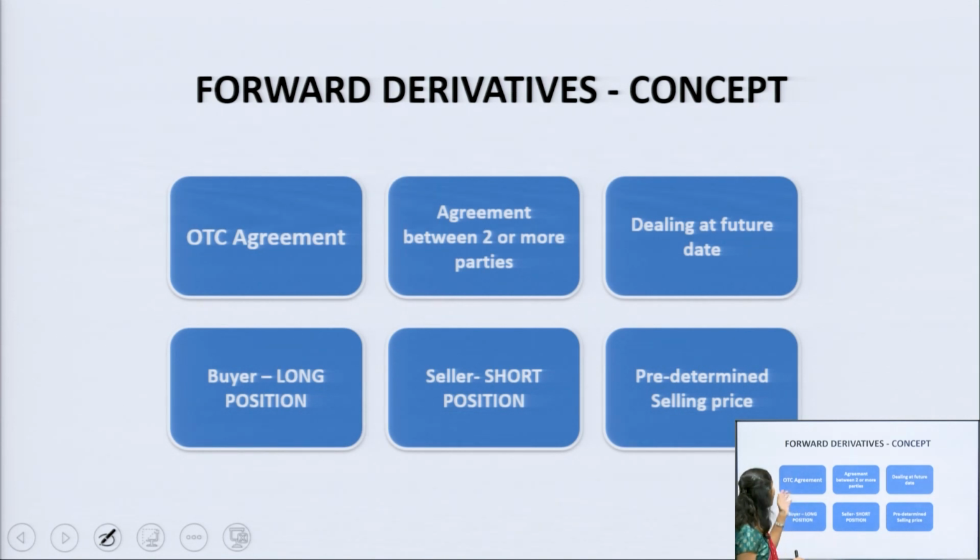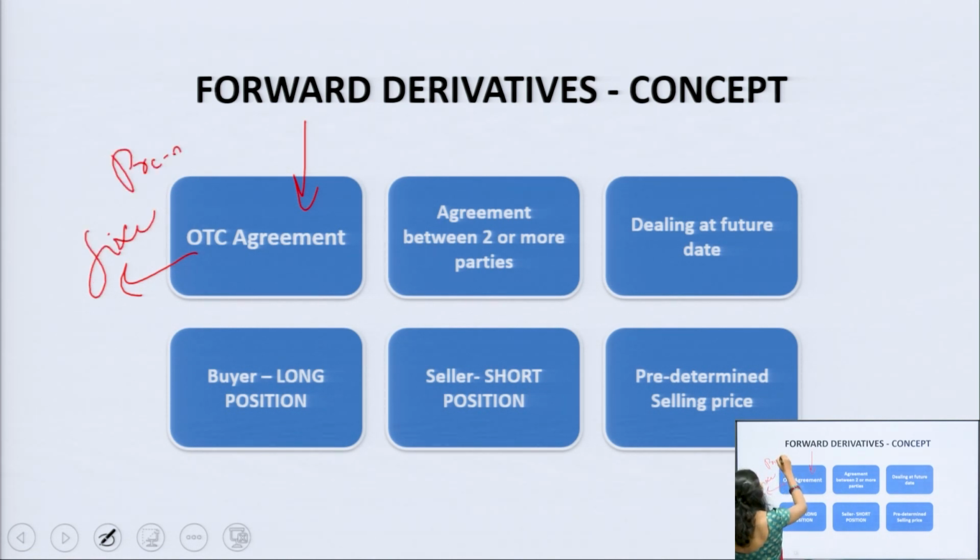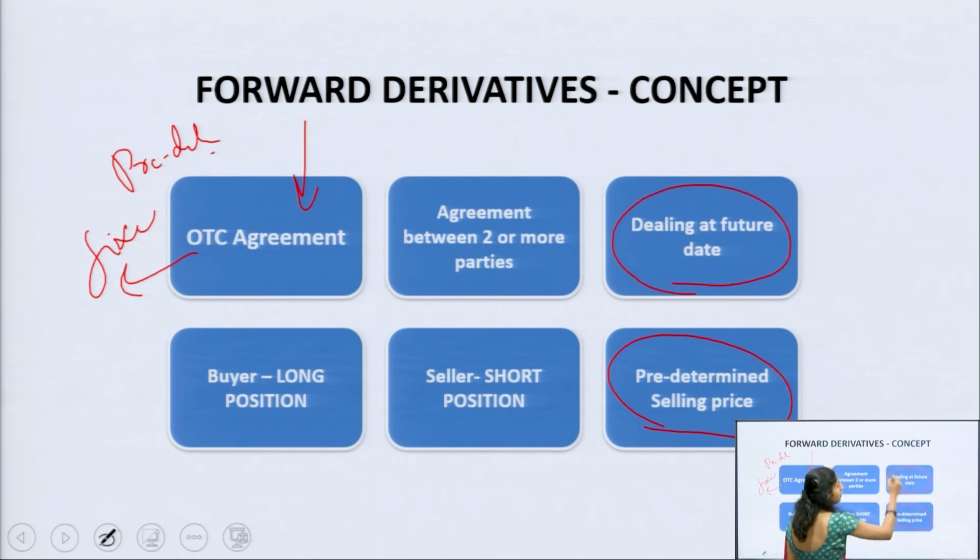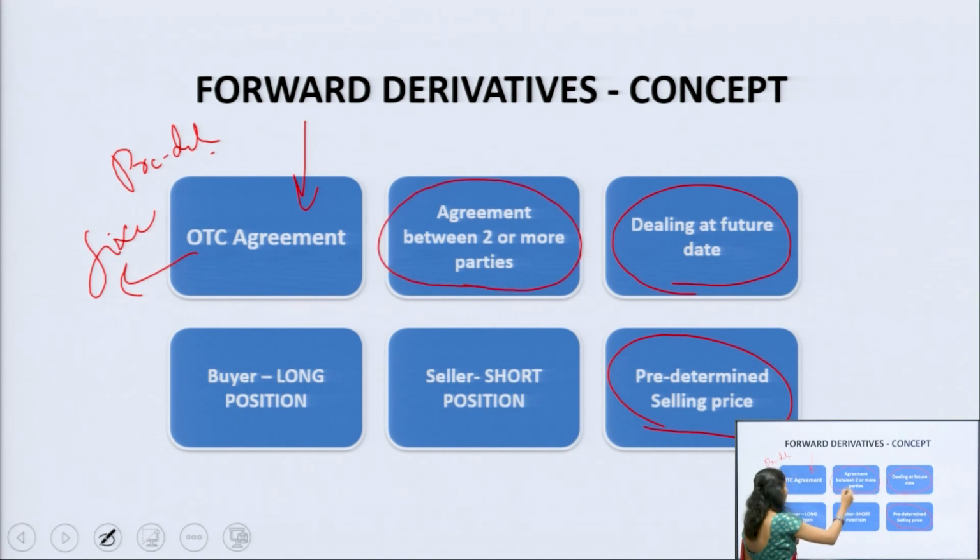So it's a kind of OTC agreement, over the counter agreement. It automatically benefits both the parties with respect to making a common agreement between the two parties, with a fixed rate or predetermined price, you can say. The predetermined price is also one of the features, and dealing at a future date. That's what we have talked about in the example: agreement between two or more parties.